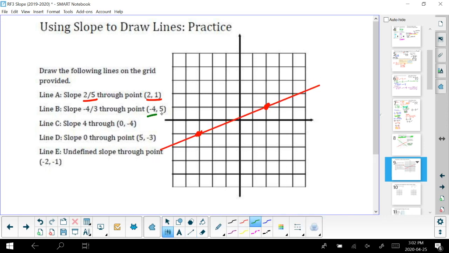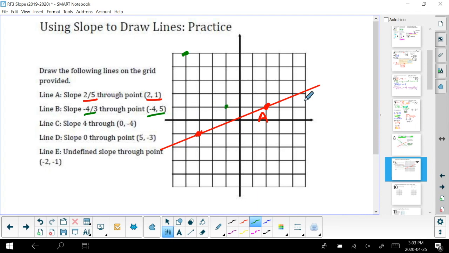Let's take a look at the second one, line B. So we have (-4, 5), and we are going to have a slope of -4/3. So (-4, 5) means that we're going to look at a point right here, and a slope of -4/3 means that for every 4 that we move down, we're going to move 3 units to the right.